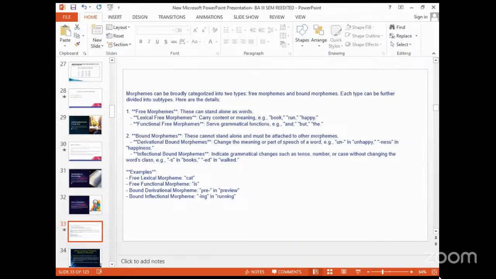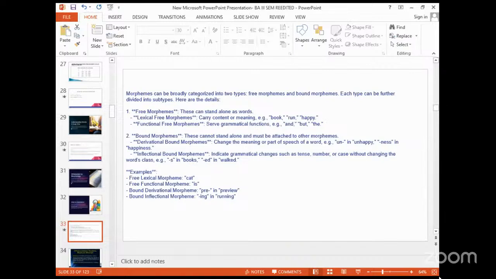Bound morphemes cannot stand alone and must be attached to other morphemes. Derivational bound morphemes change the meaning or part of speech of a word. I'm sure we'll be doing this in detail in the coming slides. Like for example, un in unhappy, ness in happiness are the bound morphemes, right?